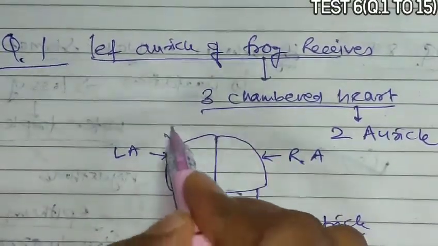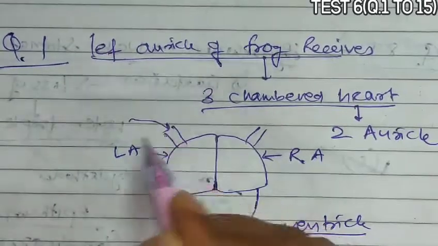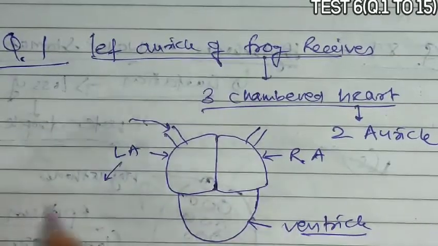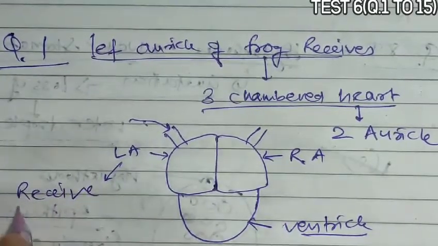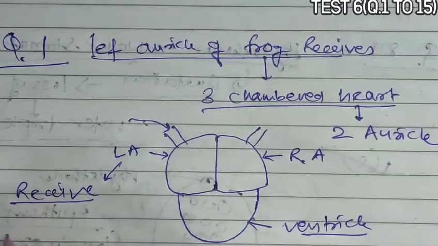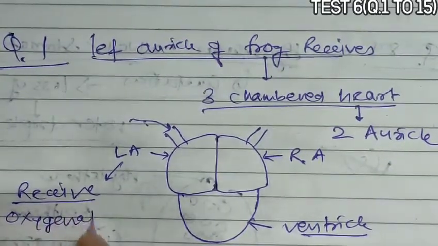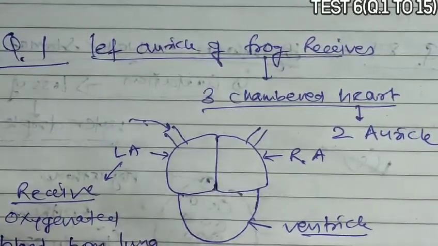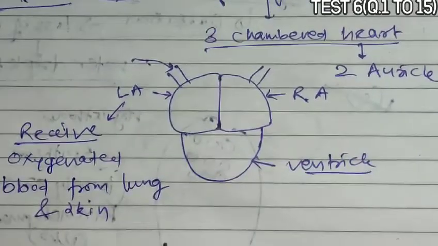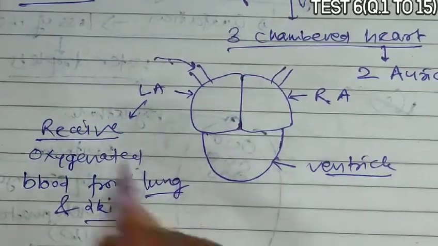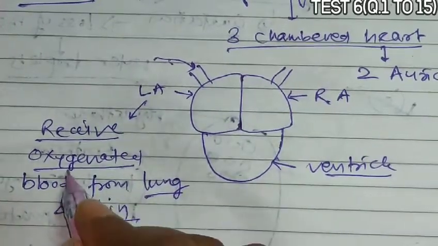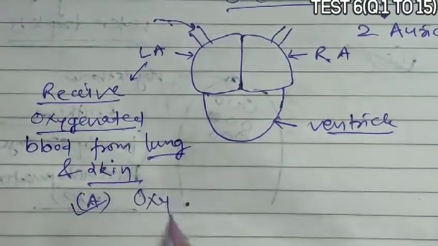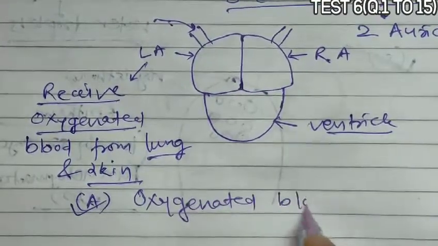Now this left auricle receives oxygenated blood from lung and skin. From lung and skin it receives oxygenated blood. So the answer becomes option A, that is oxygenated blood.